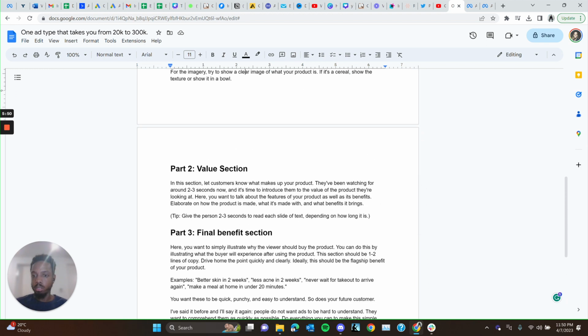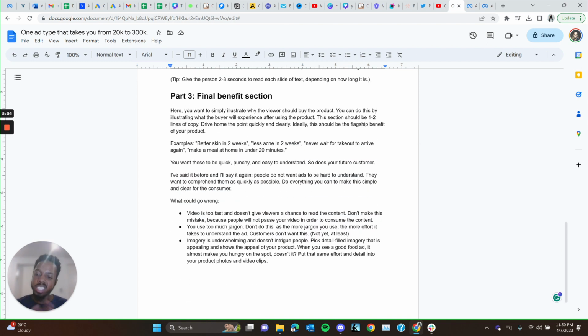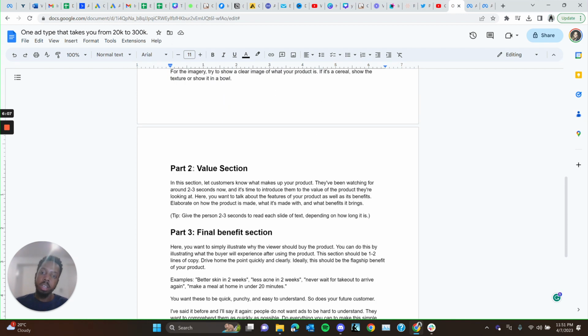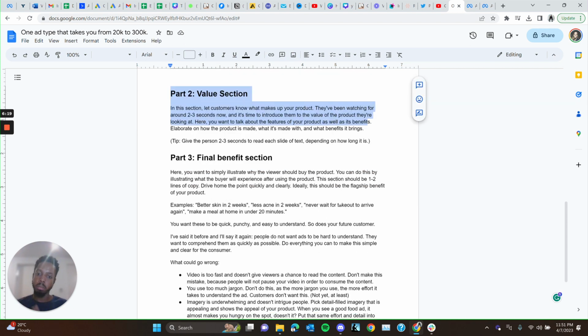And you can use a general benefit. Part two can have two sections. The reason why I say this is because sometimes you might want to put features down and benefits. In part three, it's more of a single line, like a generalized benefit, like better skin in 2 weeks, or make a meal at home in 10 minutes. Right? That's a one-line benefit. But in part two, the value section, you can kind of break this up into two separate pieces of content, and just tell the person, features here, benefits here, and then overarching benefit in part three.